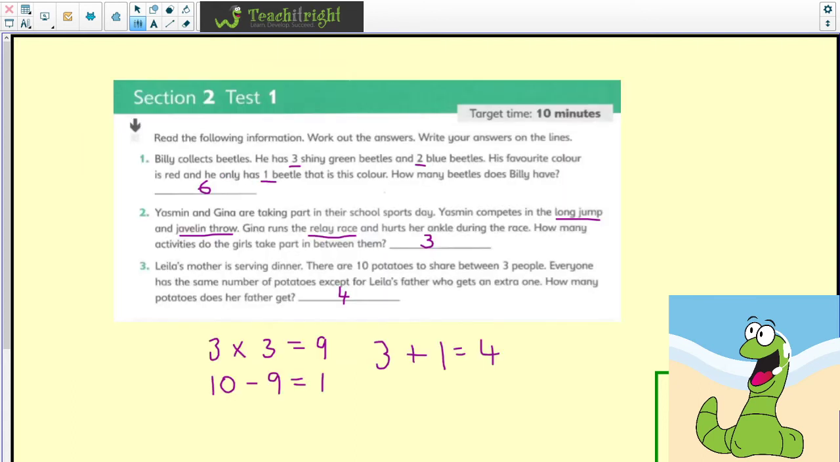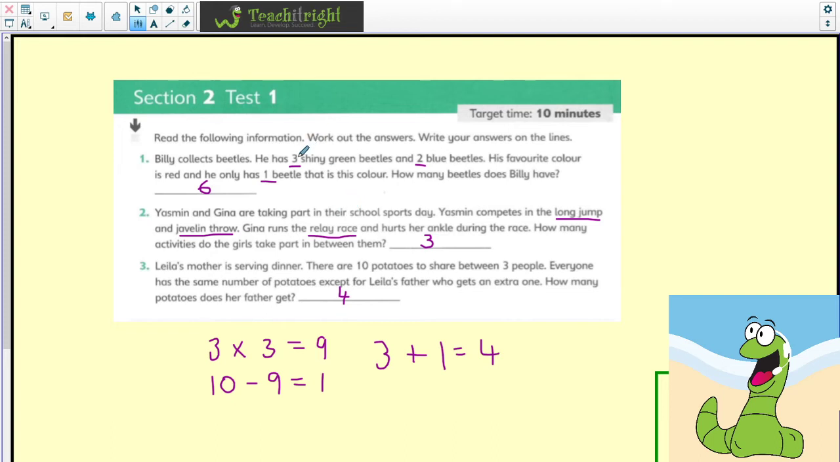Now, a lot of these were very logical questions, so you had to use quite a bit of logic. So hopefully you were able to read through these and hopefully get the right answer. I put the right answers on the lines here, but it's obviously about reading that information carefully. So let's have a read of question 1. Billy collects beetles. He has 3 shiny green beetles and 2 blue beetles. His favourite colour is red, and he only has 1 beetle. That is this colour. How many beetles does Billy have?